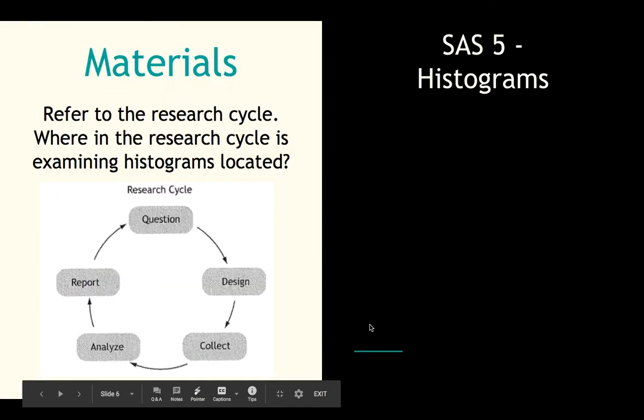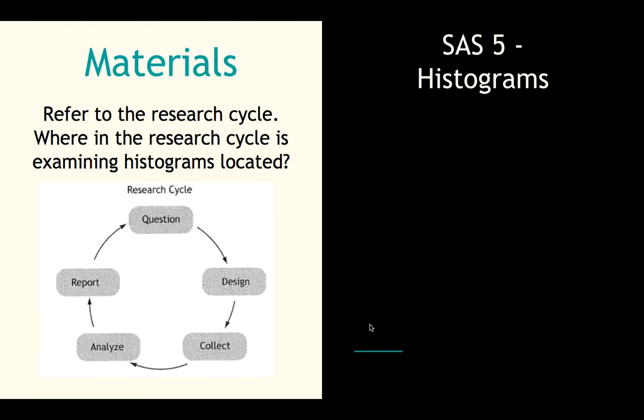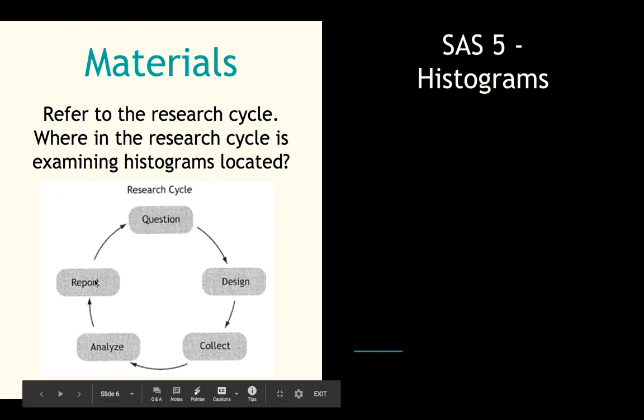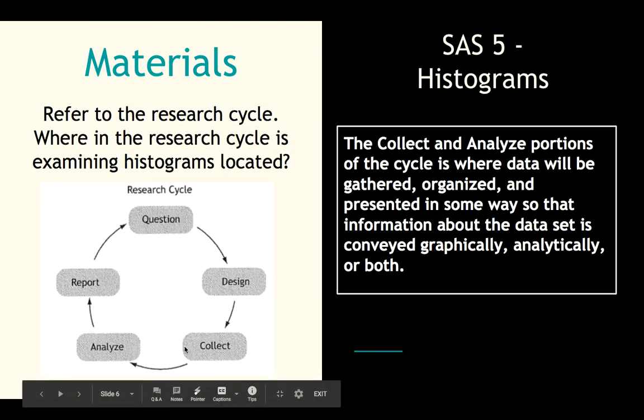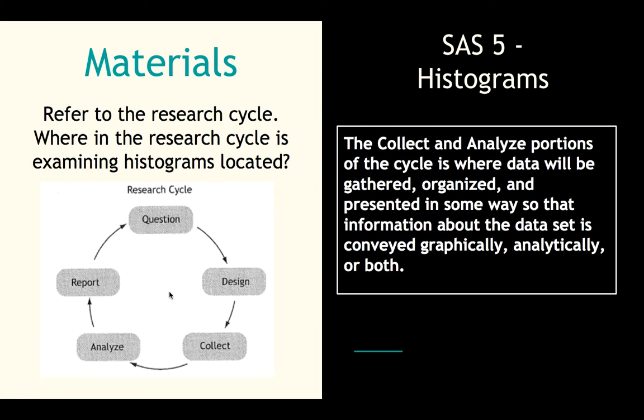All right, so refer to the research cycle. Where in the research cycle is examining histograms located? Is it question, is it design, is it collect, is it analyze, or is it report? So obviously examining histograms is either in analyze or in report, right? The collect and analyze portions of the cycle are where data will be gathered, organized, and presented in some way so that information about the data set is conveyed graphically, analytically, or both. So we're going to create the histogram after we collect the data, and that'll help us analyze it better, and it'll help us to report better with it.